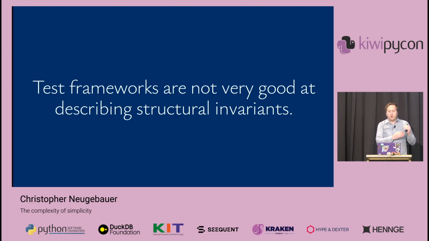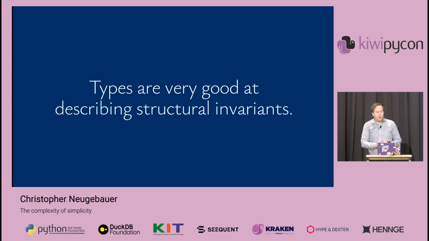We're very good at describing where things will work, but we're not very good at describing the universe of places where things won't work. And for a very long time, the way that Python solved this was with documentation. On the other hand, types are really good at specifying structural invariants, and recent versions of Python can describe types for most reasonable Python code.